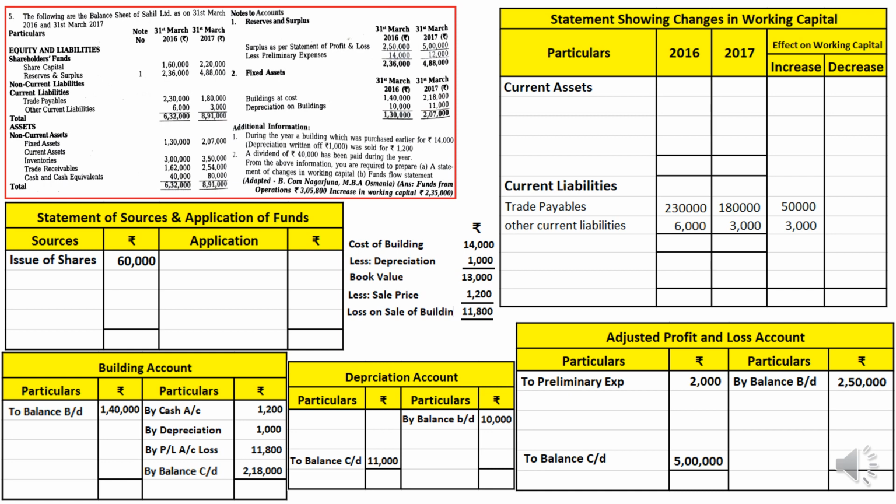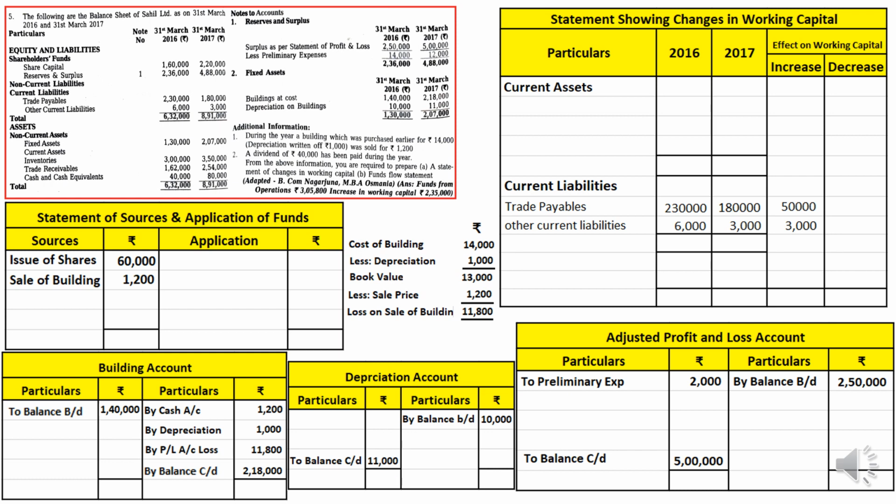Suppose if it is profit, then we would be writing on building account debit side to P&L account profit. Clear? So like this you have to present the data in the building account credit side. If profit, it should be written alone on the debit side. Once it is done, cash, sale of asset, cash is 1,200 is source, we are getting money. So sale of building is 1,200 source, we are getting money.